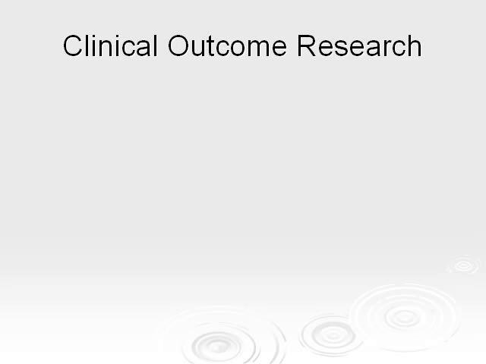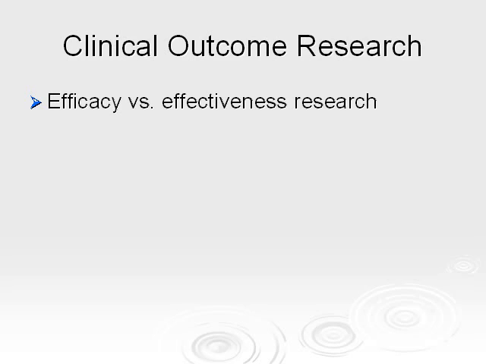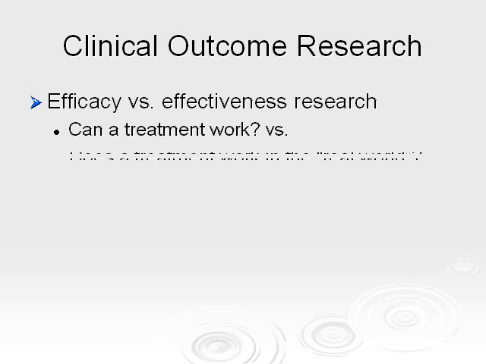Last thing I want to touch on here is just clinical outcome research, because again, these alternative approaches to research other than experimental research are often used in clinical outcome research. So we'll talk just a little bit about some of the phrases that are thrown around in this arena. You hear about efficacy research and effectiveness research, and those are different things. They're not synonyms. Efficacy research looks at, can a treatment work? So if I do this, can people get better? Effectiveness research says, does this treatment work in the real world?